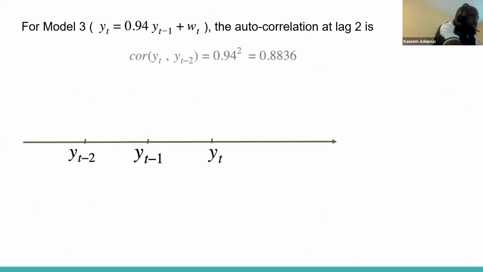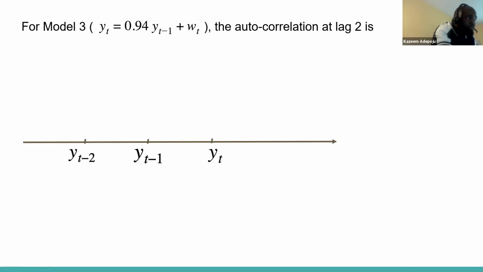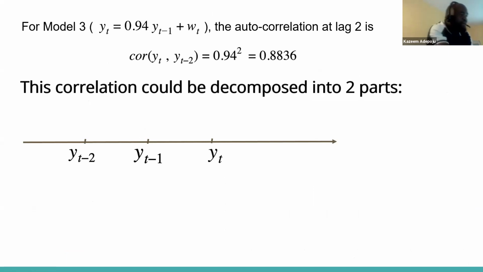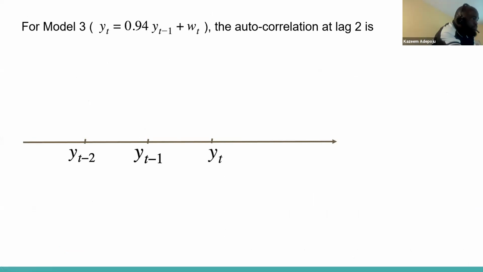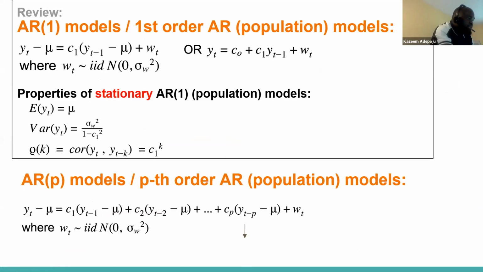I want us to review model 3 right now. If you take a look at this model right here, which is an AR of order 1, you're going to see that the autocorrelation at lag 2 is going to be equal to this. Why is it going to be equal to this? I gave you a formula the other time. Let me walk you back. The theoretical formula, take a look at that right here.